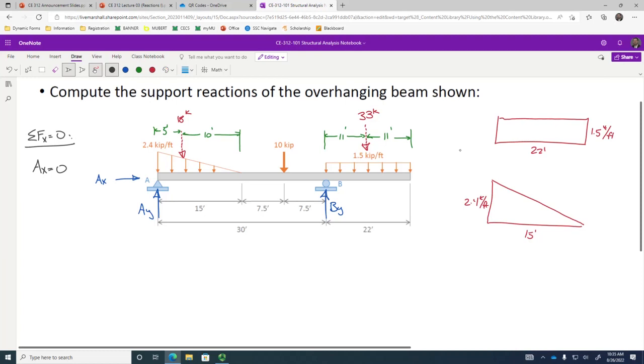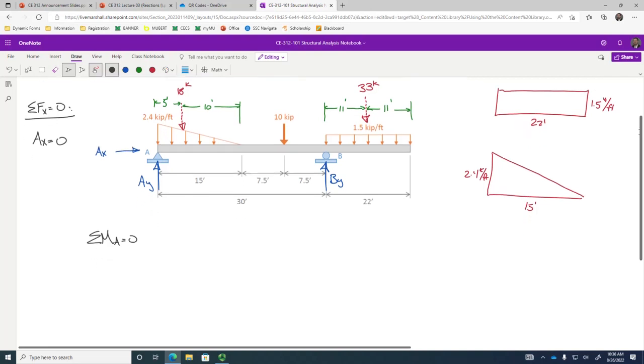Let's deal with sum of moments. I'm going to use the same strategy. Personally, I think it's easier when you're summing moments to sum moments as far left as possible, because you're starting here and working your way over. We can sum moments at B, there's nothing to say we can't do that. I just think it's easier to sum moments at A. So I'm going to do that. And we treat this like a checklist.